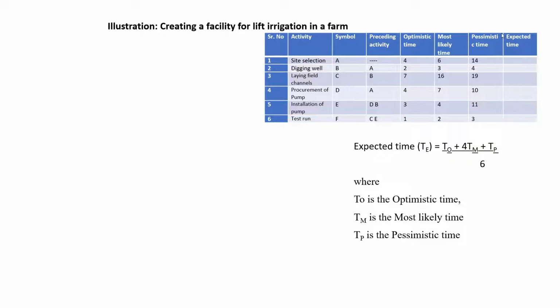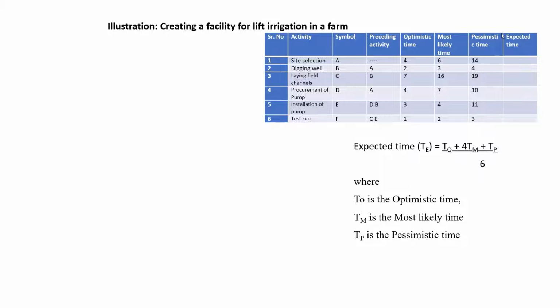Now in this particular activity, we can see the first activity is site selection, which has been given the symbol A. There is no preceding activity for this. Digging well is represented by symbol B, the preceding activity for which is A. Then symbol C represents laying field channels, for which the preceding activity is B. So the preceding activity is a must. Symbol D represents procurement of pump.